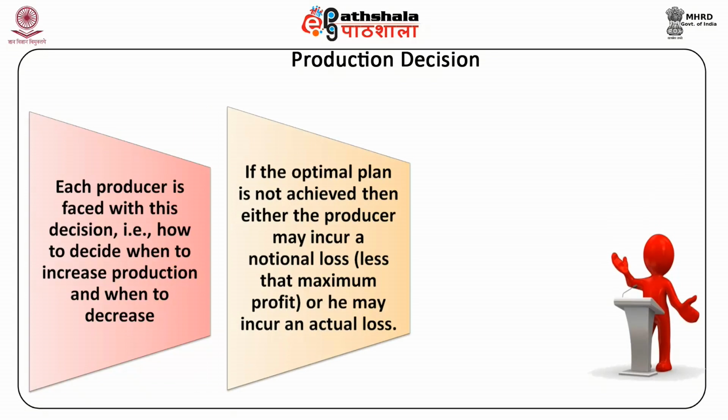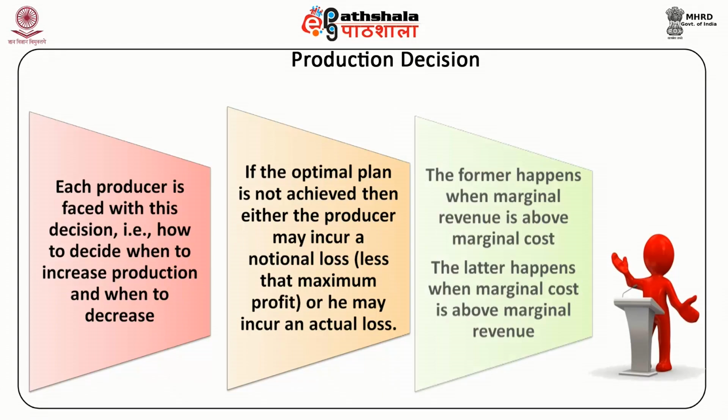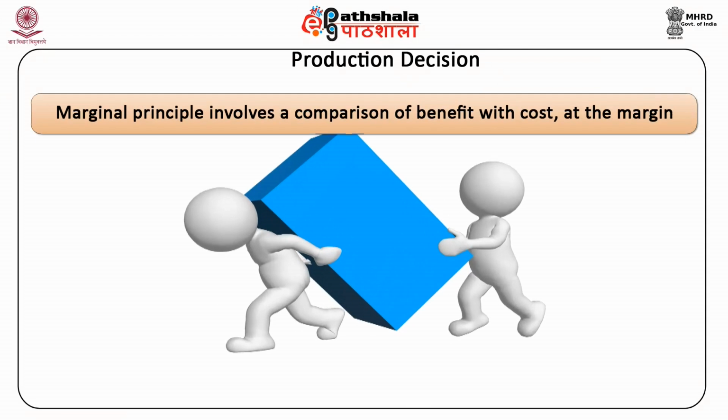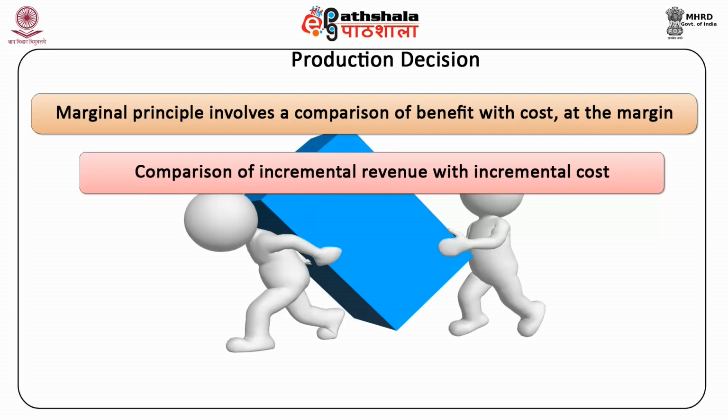If the optimal plan is not achieved, then either the producer may incur a notional loss, that is, less than maximum profit, or he may incur an actual loss. The former happens when marginal revenue is above marginal cost. The latter happens when marginal cost is above marginal revenue. The marginal principle involves a comparison of benefit with cost at the margin, that is, comparison of incremental revenue with incremental cost.